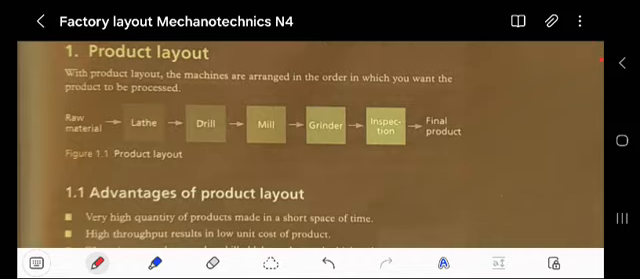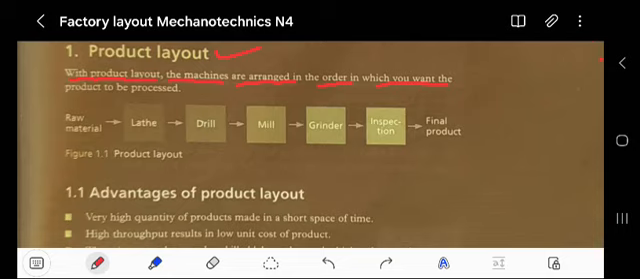Number 1, we have product layout. Now we'll be looking at product layout. Please bear with me. With the product layout, the machines are arranged in the order in which you want the product to be processed. You see, the machines are laid in sequence. They are following the steps that you desire. You are the one who makes the sequence how you want your product to be done.